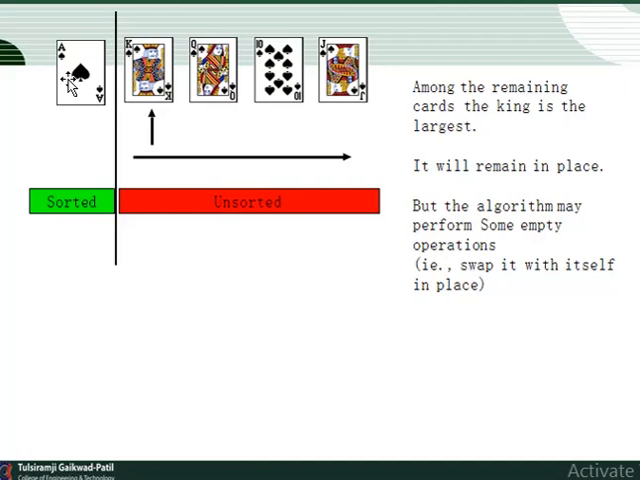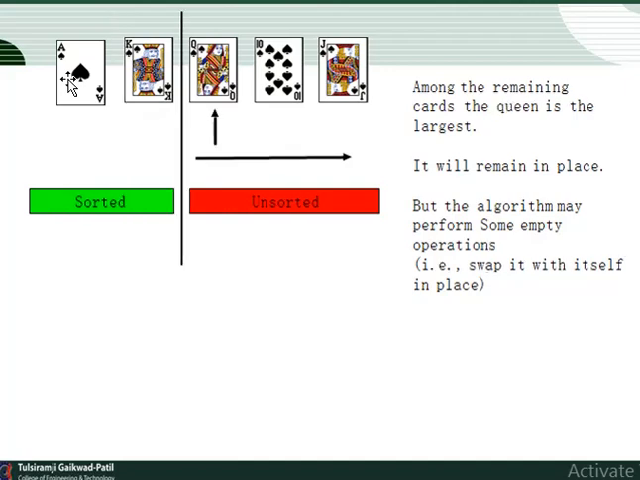But the algorithm may perform some empty operations. It swaps it with itself in place, because the king is already in its appropriate position. No need to swap. Definitely, now we came to know that there are 2 elements which are sorted, A and K. Again, 3 different cards are still not sorted.